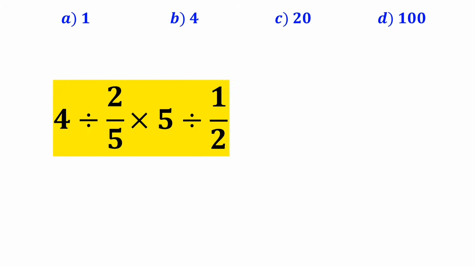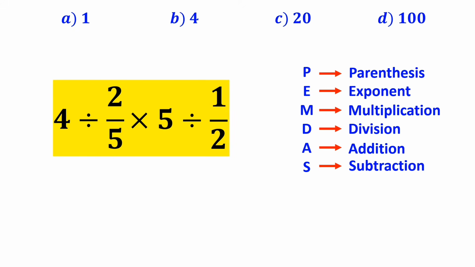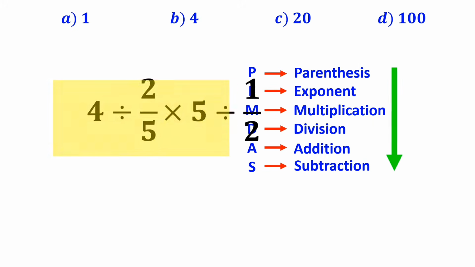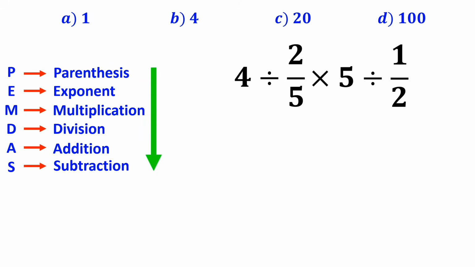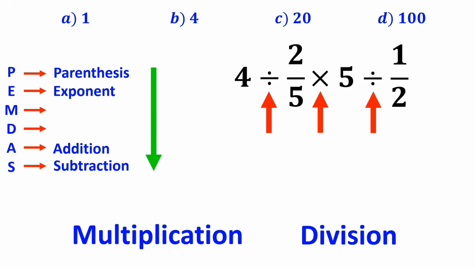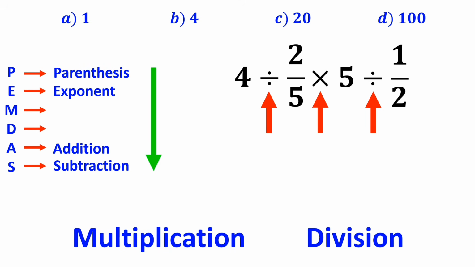To evaluate this expression, we need to apply the PEMDAS rule. It means that we must stick to the correct order of operations and go through it from top to bottom step by step. Okay, as you can see in the image, this expression includes 2 divisions and 1 multiplication. And it's very important to remember that in the PEMDAS rule, multiplication and division are the same level of precedence.